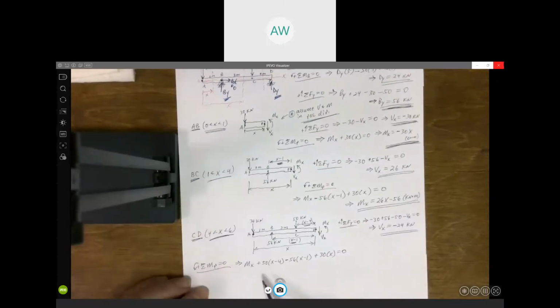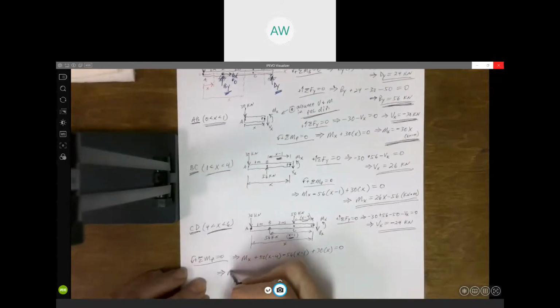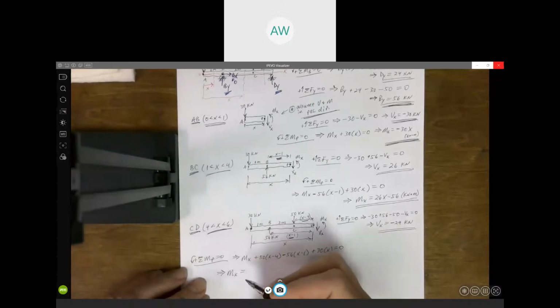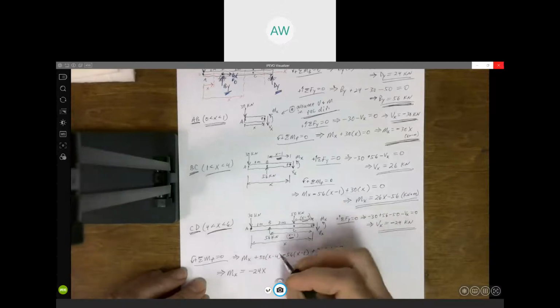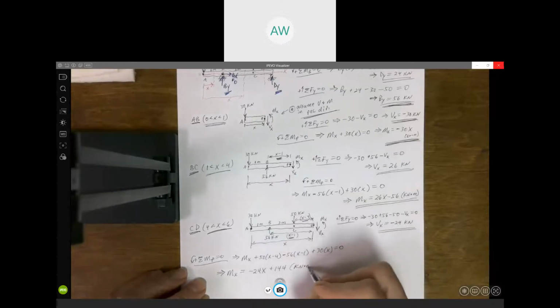So I'm going to double check, make sure we got everything. We got our moment. We've got the 50s, the positive moment, times x minus 4, minus 56 times x minus 1, and then plus 30. So I think that looks right. It's all for M. Let's see what I get. Minus 24x plus 144 kilonewton meters.